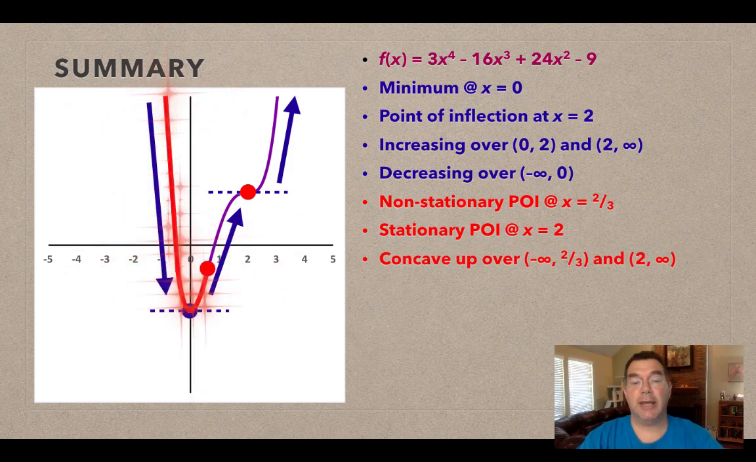The function is concave up from negative infinity to 2/3 and from 2 to infinity, and it is concave down from 2/3 to 2. So that's how the first and second derivative can really help you sketch a graph for a function that you don't know what the graph looks like. So that's kind of a summary of all of that information.